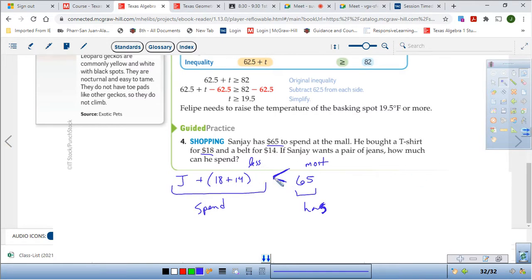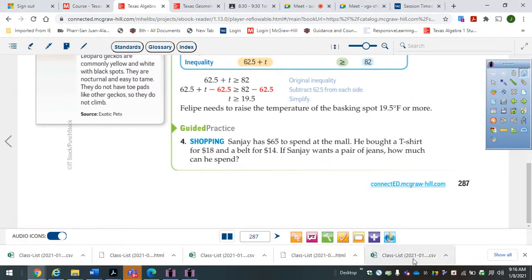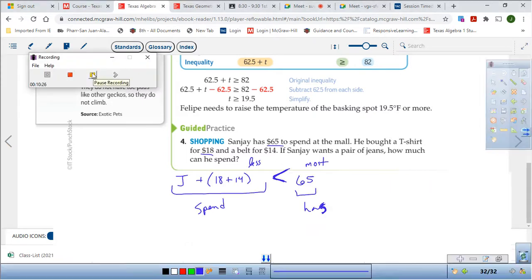Now I want to tell you this much. Can he spend all of 65? Hold on real fast. Okay, so we come back here. Can he spend the whole 65? I want to say yes. You just work this out right here.